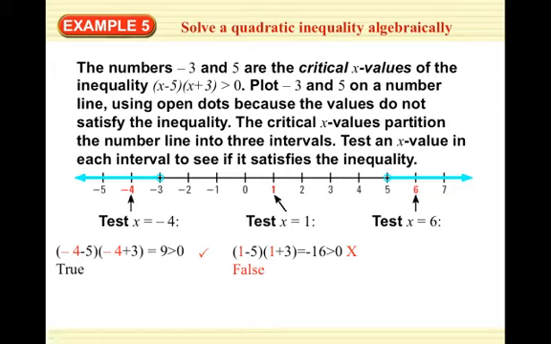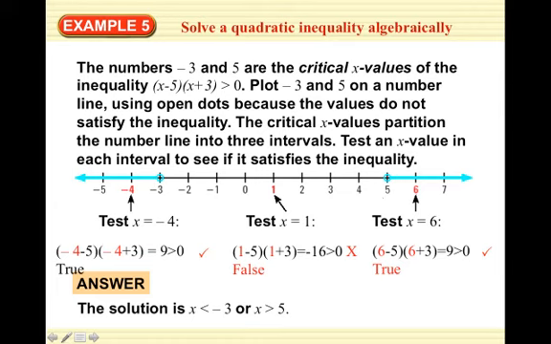X equals 1. 1 minus 5 is negative 4, 1 plus 3 is 4, and negative 4 times 4 is negative 16. Negative 16 is not greater than 0, so that gives me a false statement. So that middle region is not part of my solution. Finally, I test x equals 6. 6 minus 5 is 1, 6 plus 3 is 9, and 1 times 9 is 9, which is greater than 0, so that's true. So this arrow to the right, that's already colored in for us. That's great. That's part of our solution.